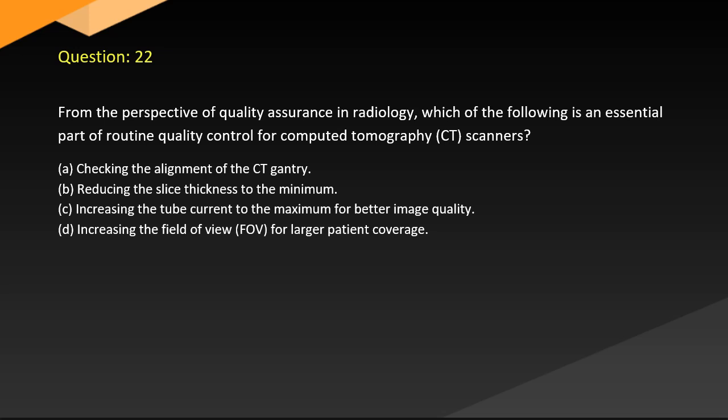Question 22. From the perspective of quality assurance in radiology, which of the following is an essential part of routine quality control for computed tomography (CT) scanners? A. Checking the alignment of the CT gantry. B. Reducing the slice thickness to the minimum. C. Increasing the tube current to the maximum for better image quality. D. Increasing the field of view (FOV) for larger patient coverage.